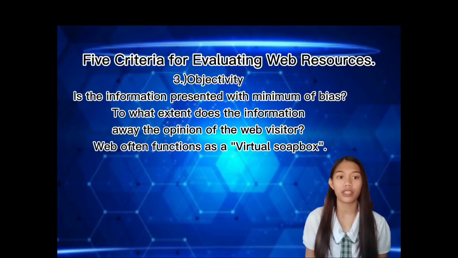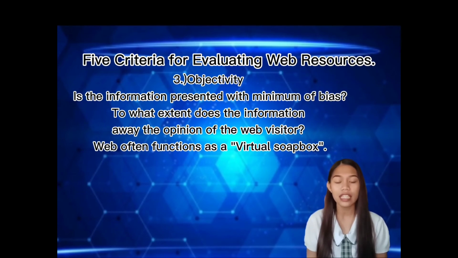So third is objectivity. Is the information presented with a minimum of bias? To what extent does the information outweigh the opinion of the web visitor? The web often functions as a virtual soapbox. The goals or aims of the person or group presenting the material are often not clearly stated.